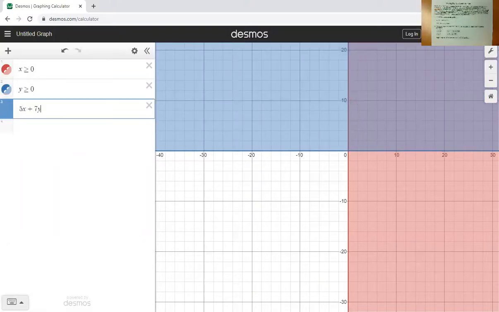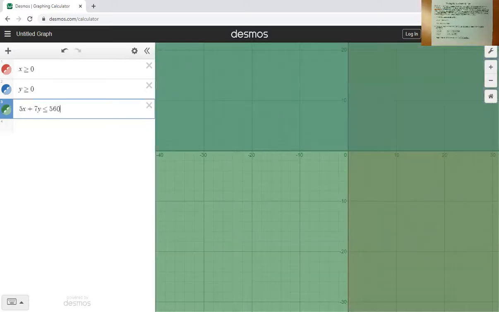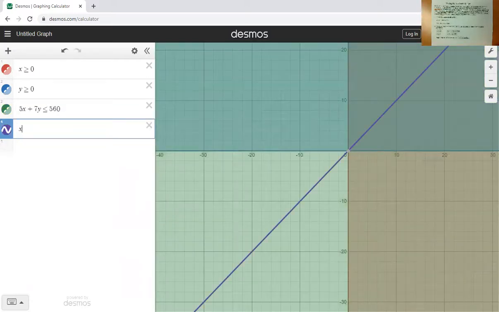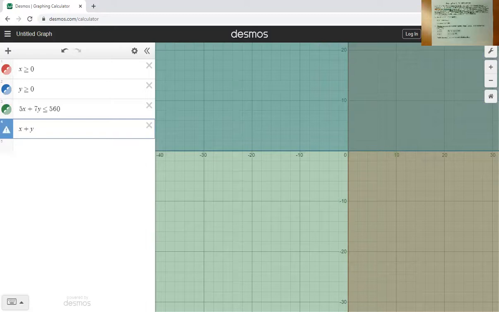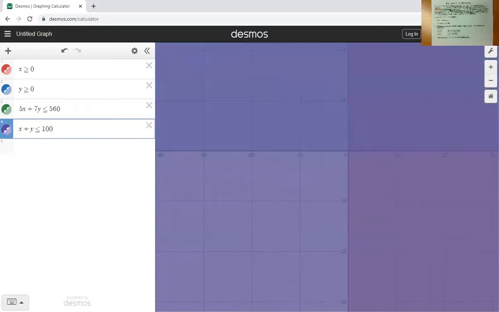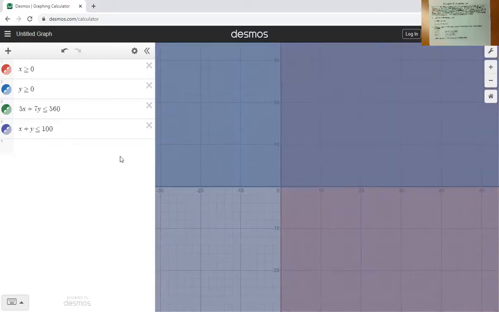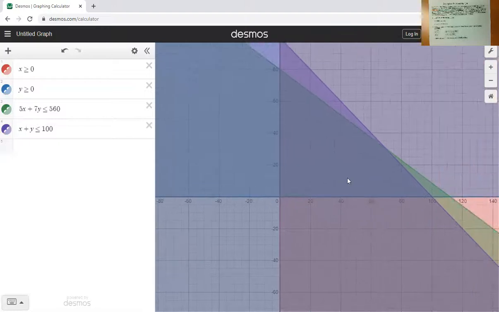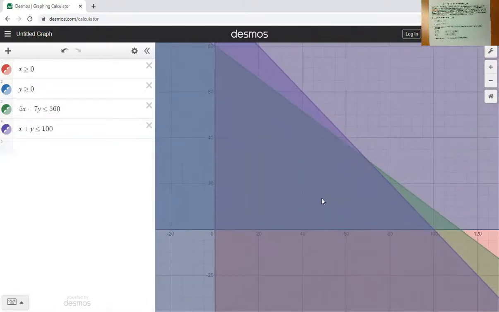5x plus 7y is less than or equal to 560. And x plus y is less than or equal to 100. All right, so I have just a full shaded region here. That just means, look at these numbers, 560, 100. I'm in the 30s. I need to zoom out. There we go. Okay, so here's my graph.